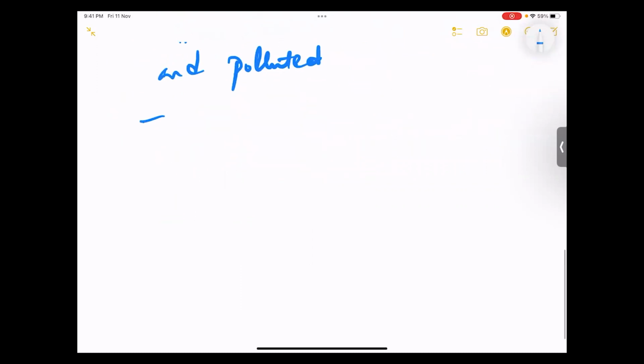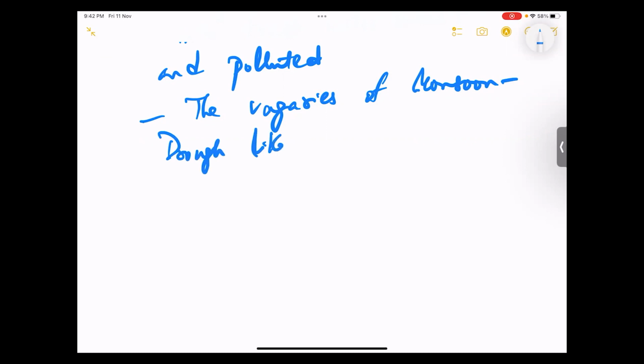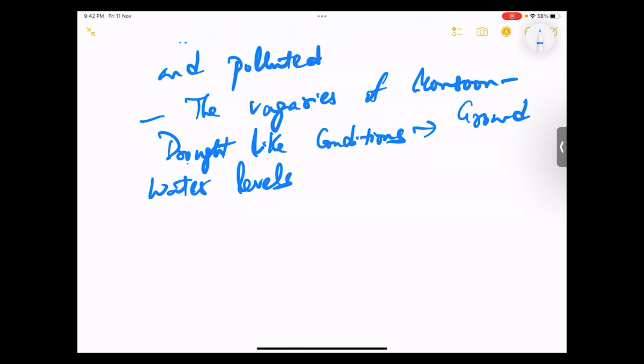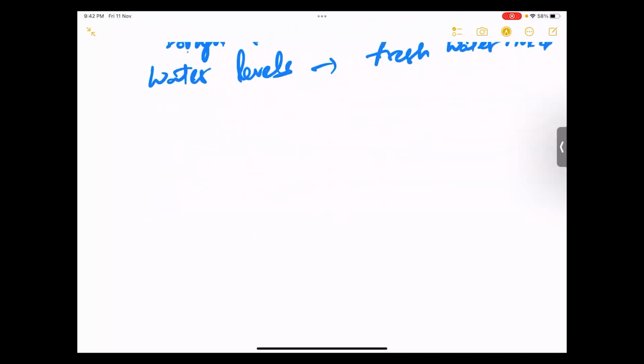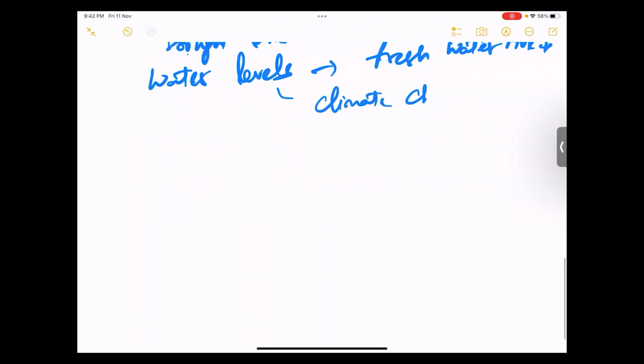And then obviously the vagaries of monsoon, which is creating drought-like conditions impacting our groundwater levels. Okay, and this groundwater levels impact is also impacting the freshwater availability. Freshwater availability reduces. And then finally, the vagaries of monsoon is because of the climate change.